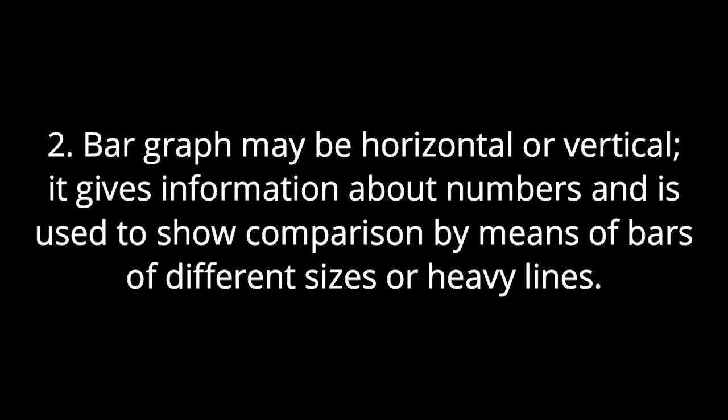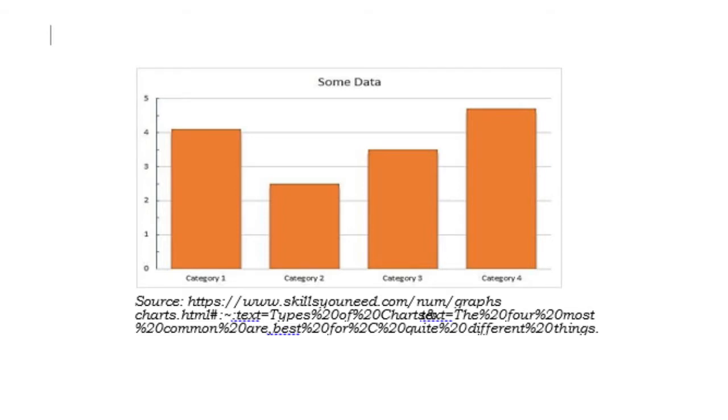Number 2, bar graph. A bar graph may be horizontal or vertical. It gives information about numbers and is used to show comparison by means of bars of different sizes or heavy lines drawn to scale. In this example, you can see immediately that this graph gives you a clear picture of which category is largest and which is smallest. It gives a clear comparison between categories. The words used to describe bar graphs are pretty similar to ones used for line graphs.